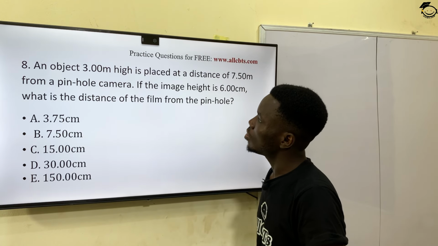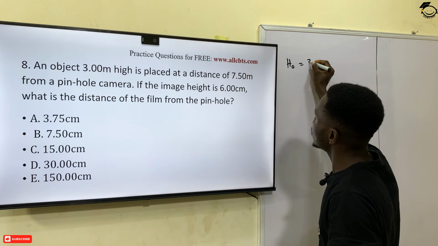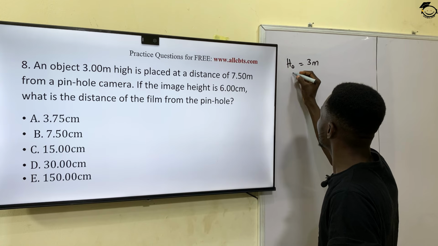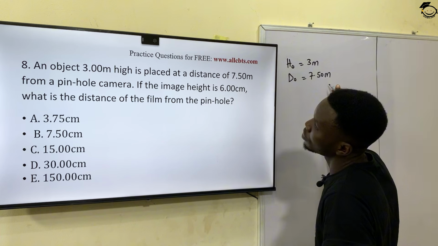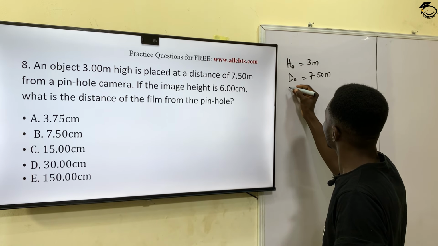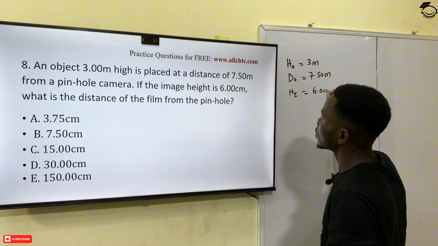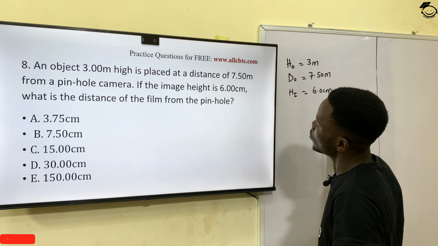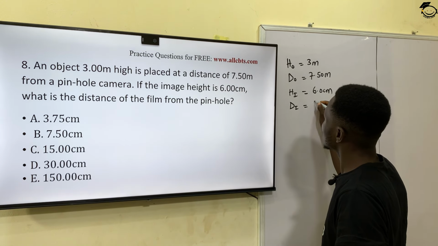It says, an object 3 meters high. So object height is 3 meters. Is placed at a distance of 7.50 meters, object distance, 7.50 meters from a pinhole camera. If the image height is 6.0 centimeters, what is the distance of the film from the pinhole camera? The distance of the film, that's image distance, is unknown.